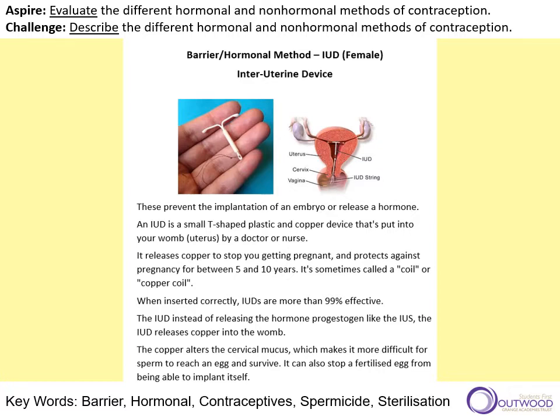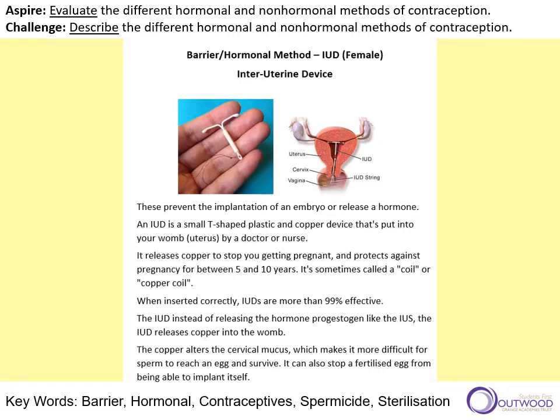So there are two different versions to this. One produces copper, and the other one produces hormones. So IUD releases copper and IUS releases hormones. For the point of AQA, they are both IUDs.